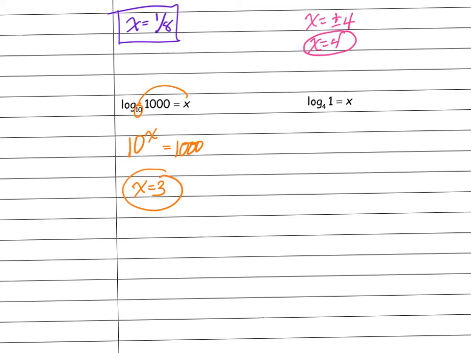And then last but not least, you guys, it says 4 to what power equals 1? Well, x is going to equal 0. Remember we talked about anything to what power equals 1? Well, that's 0. Okay, so we're done with this.